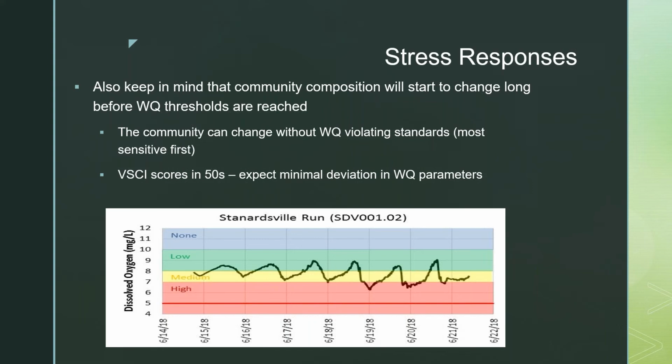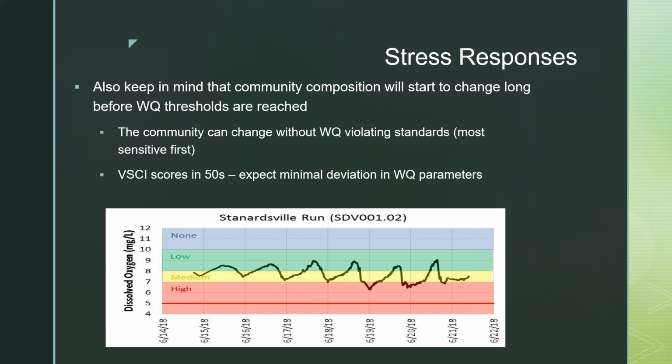Another thing to keep in mind is that the community composition will likely begin to change long before we reach water quality thresholds. Okay, how are these water quality thresholds developed? Well, the water quality thresholds were usually developed from single species toxicity tests. Okay, so they're looking at individual species tolerance ranges. And then we do a lot of toxicity tests on different species.